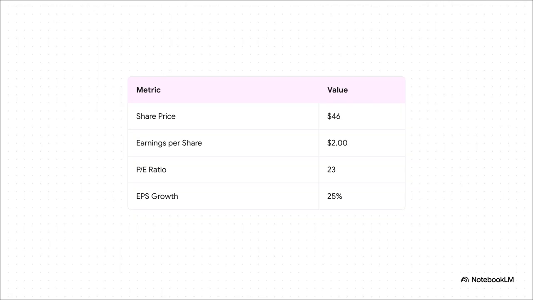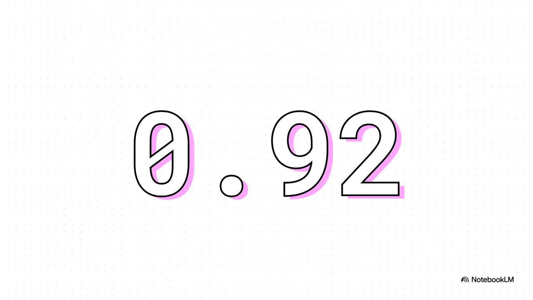Let's make this feel real for a second. Imagine a company with a PE ratio of 23. On its own, that might seem a little pricey. But what if we also know that analysts expect its earnings to grow by a whopping 25% next year? So we've got a PE of 23 and a growth rate of 25%. Let's do the math. You divide that PE of 23 by the growth rate of 25, and you get 0.92.